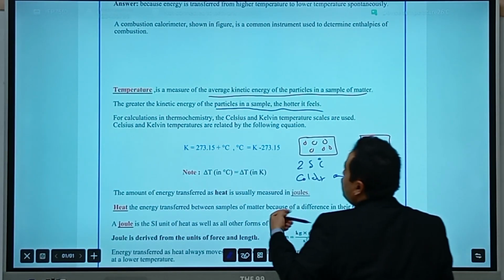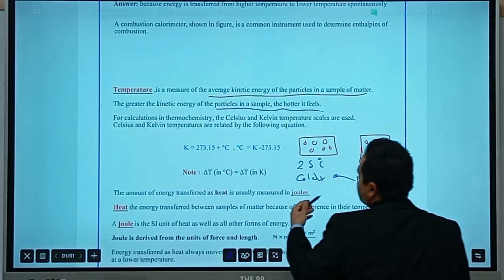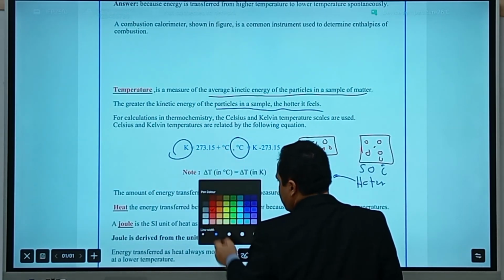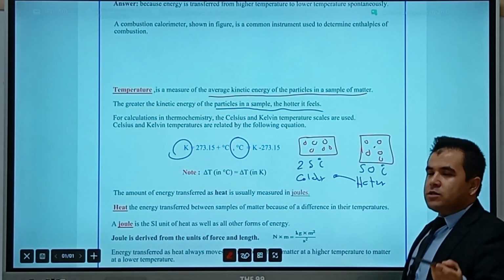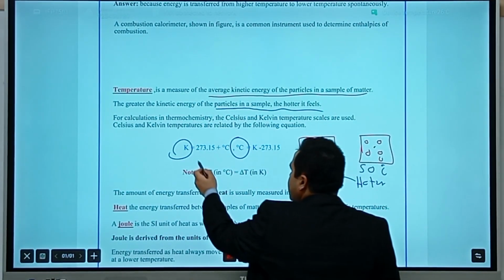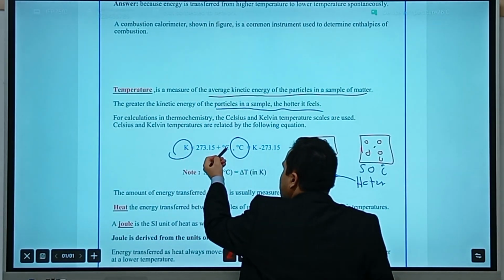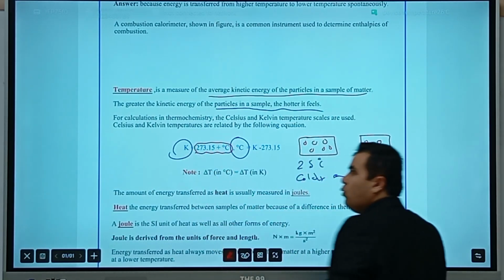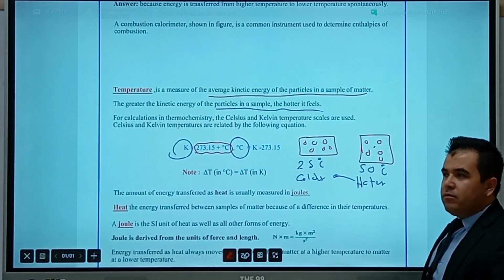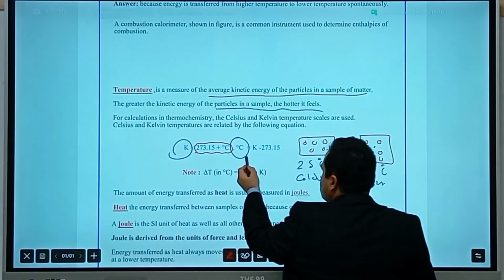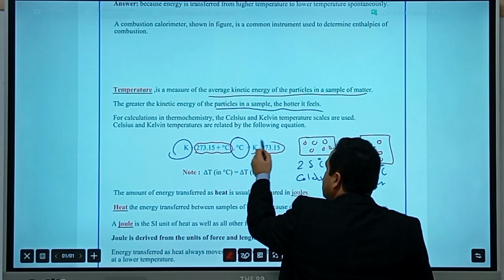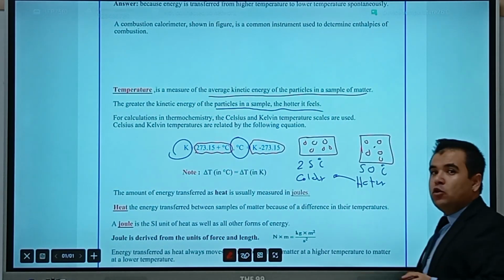For the calculation, guys, in thermochemistry, both Celsius and Kelvin can be used. What's the conversion between Celsius and Kelvin? If you want to convert Celsius into Kelvin, just add 273 to the Celsius. But if you want to convert Kelvin to Celsius, subtract 273 from the Kelvin, and you will get the Celsius.